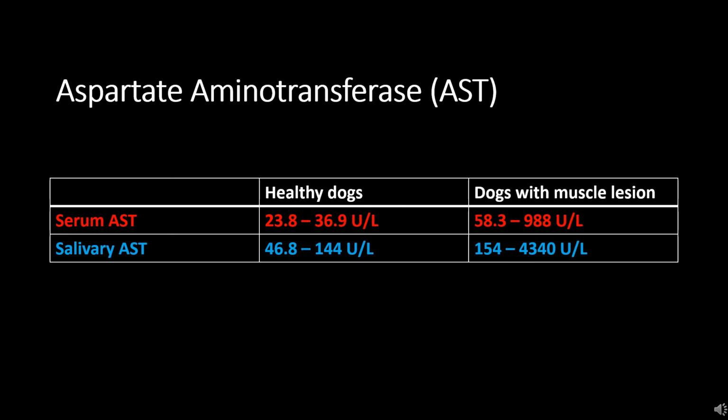Same goes with the aspartate aminotransferase AST values. You can see both in the serum AST and also in the salivary AST, there is an obvious twofold, threefold, to even fourfold increment in the value of these enzymes in the dogs with muscle lesion.